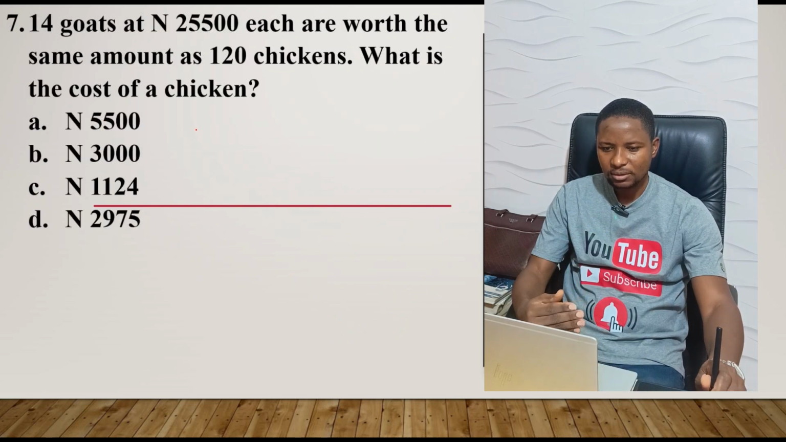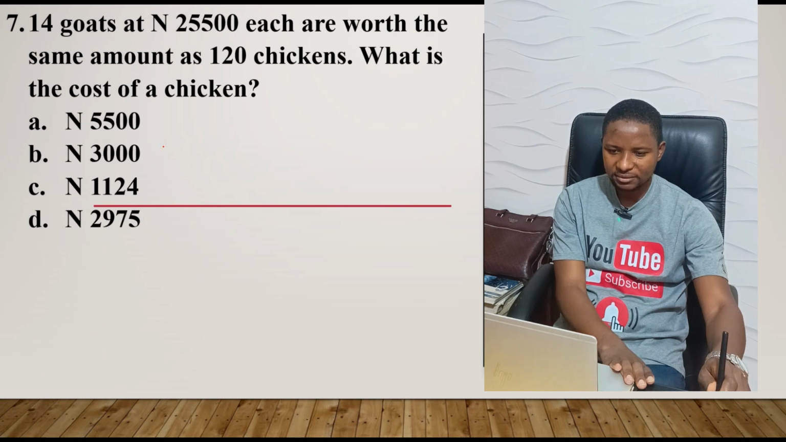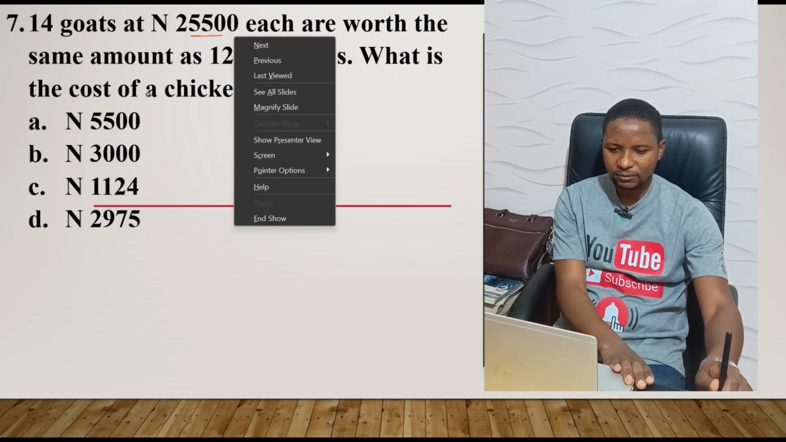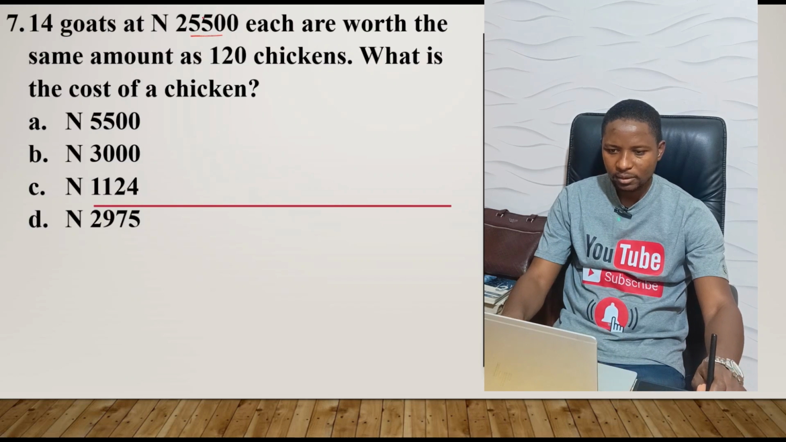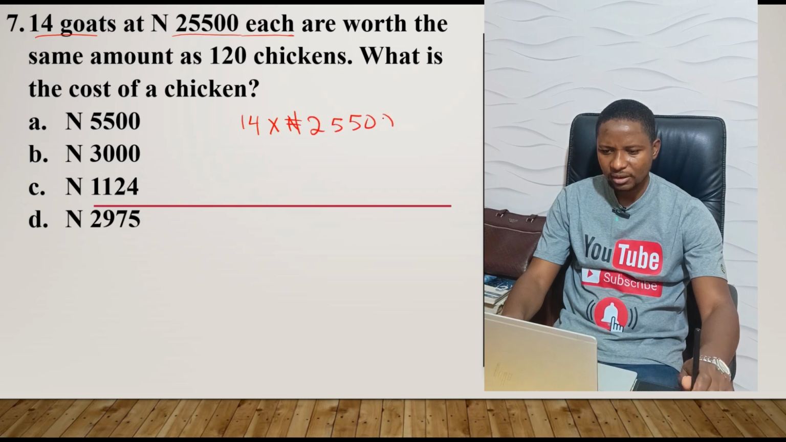Moving on to question 7. 14 goats at 25,500 naira each are worth the same as 120 chickens. What is the cost of a chicken? Okay, so what you need to do is to find the total for the 14 goats. So for 14 goats, since each is 25,500, it will be 14 times the cost of one, which is 25,500.